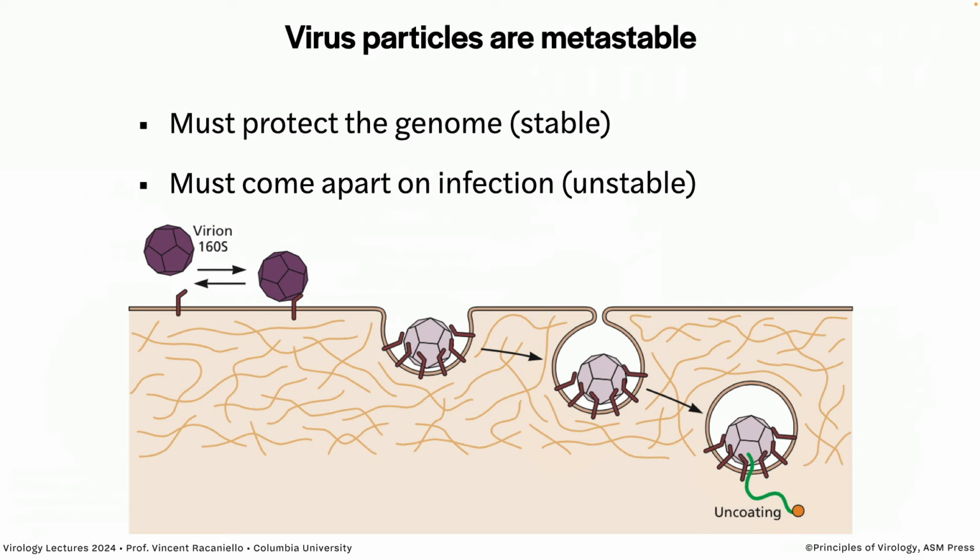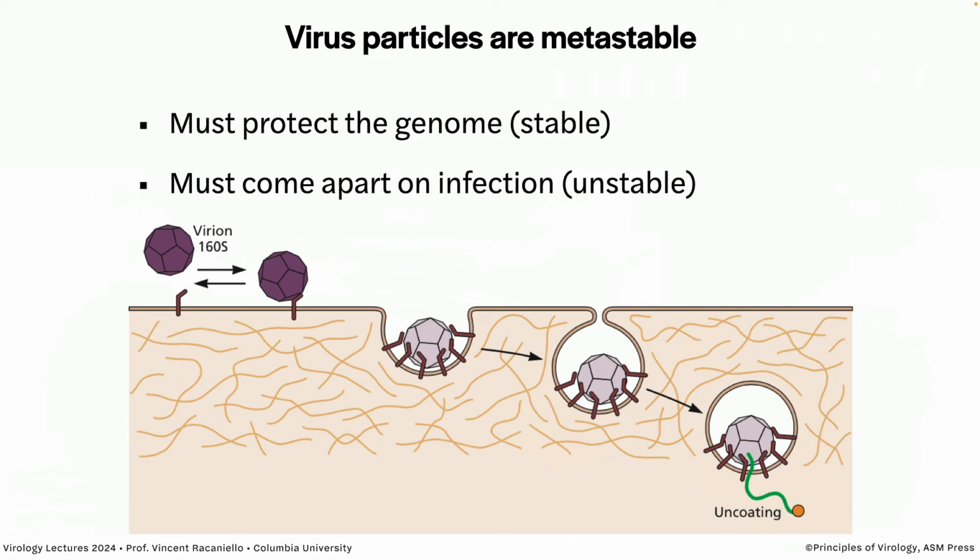And here's an example where the virus particle is attaching to a cell. It's attaching to a receptor, which we will talk about next time. And then the receptor is catalyzing a change in the particle so that the genome can come out. So there are many signals that can cause instability of virus particles, and one of them is the receptor, and we'll talk about more next time.